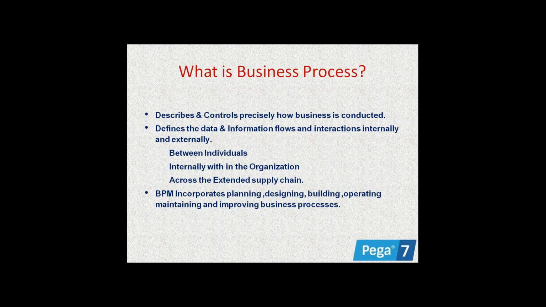And in detail, what the business process will do is control how business is conducted in the applications. It defines the data and information between the flows, and it creates connections between different people within the organization, meaning between the internal applications and external applications.